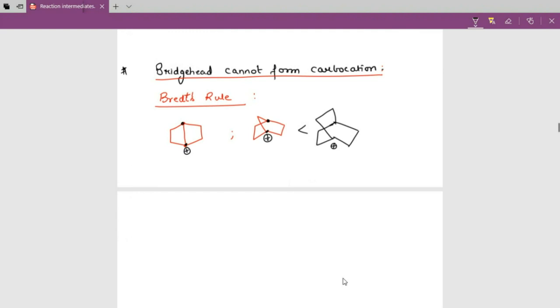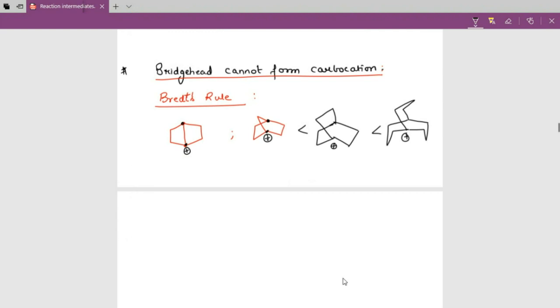So if I have a relatively longer bridge, comparative ease is more, but I still cannot say that they are very stable. Just a relative comment I can say that yes, as compared to smaller ones, it is easier for them to form a carbocation at this bridgehead.